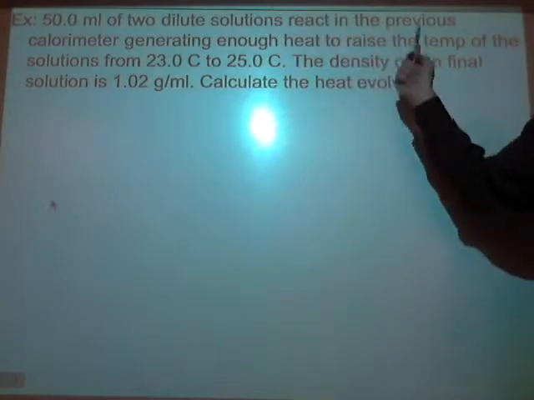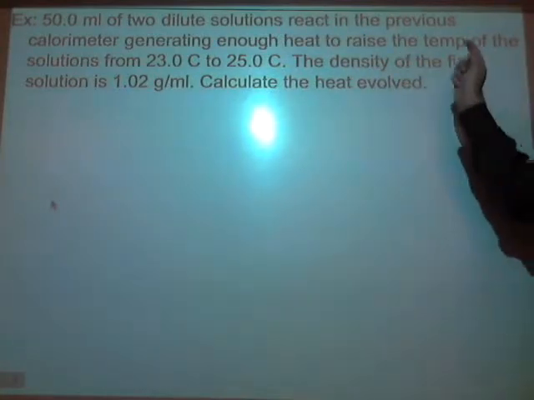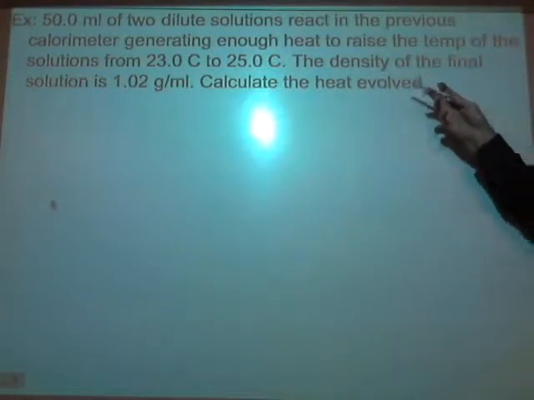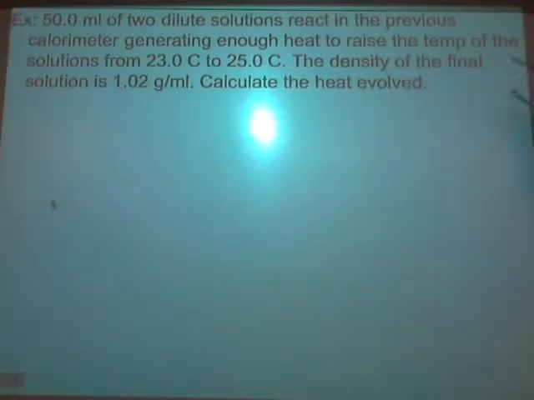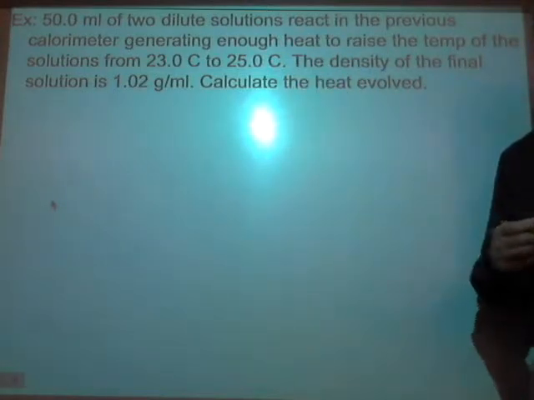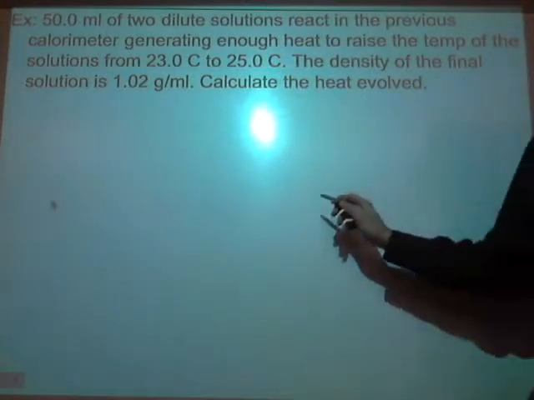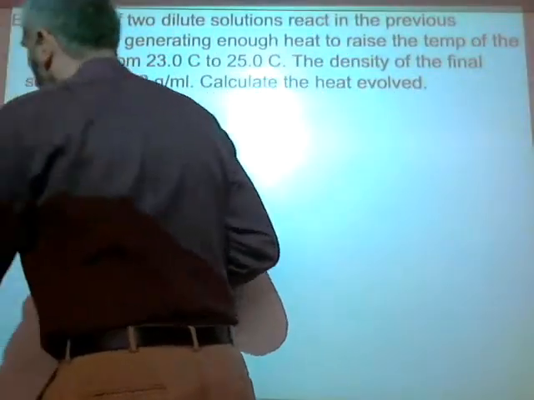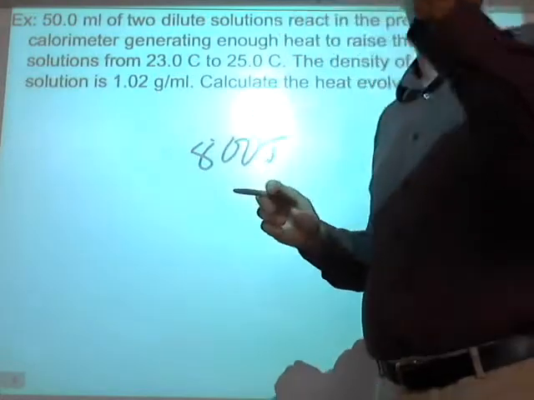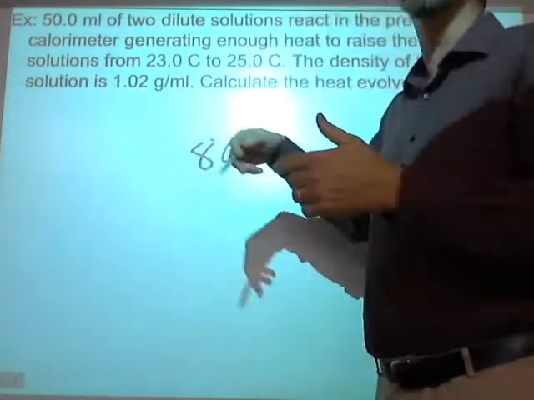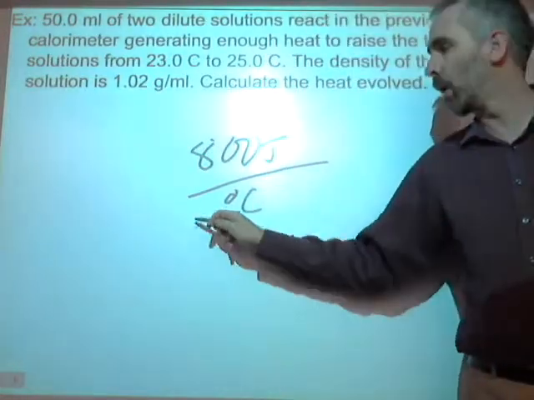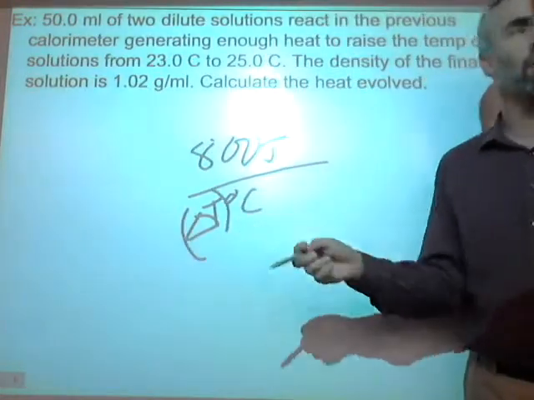I add two solutions together, and it tells you the temperature change. It also tells you the density of the final solutions as well. How much heat was evolved, and it says using the calorimeter from the previous problem. So that previous calorimeter problem, once you get that 800 joules, what would you have to do with that 800 joules from the previous problem? Because I told you how much energy was lost to it, but I didn't say the last step. You have to divide by how many degrees Celsius that changed by, basically by the delta T, correct?